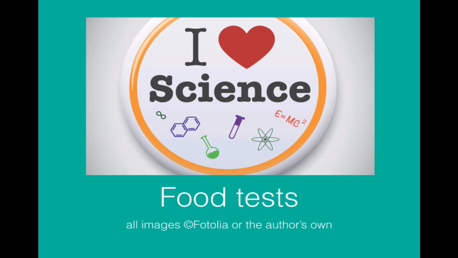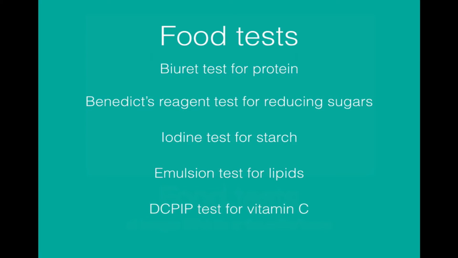This video is going to look at food tests, which form an essential part of the practical assessment of the course. And basically you need to be able to know how to do them and to do them well. The first test we look at will be the Biuret test for protein, then we look at the Benedict reagent for reducing sugars, iodine test for starch, emulsion test for lipids, and then the DCPIP test for vitamin C.